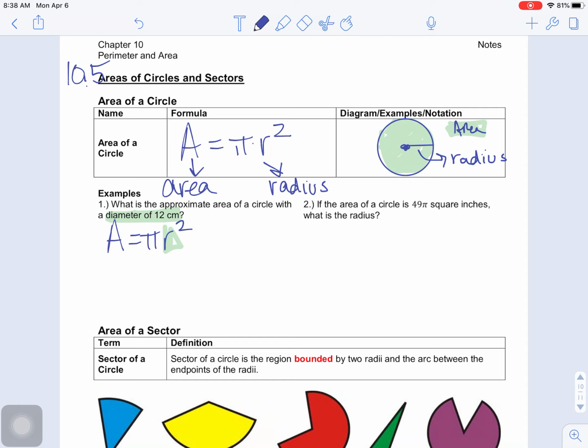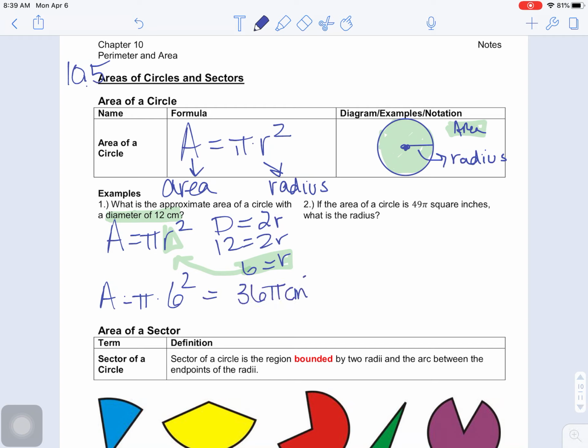If I know the diameter of the circle, then I know that the diameter is equal to 2 times the radius. So I'm going to calculate my radius real quick here. It's just going to be half of 12. So I'm going to write 12 equals 2r, and I know that my radius is now 6. Now that I've found that value, I can plug that into my formula. So area is equal to pi times 6 squared, which is 36 pi centimeters squared.